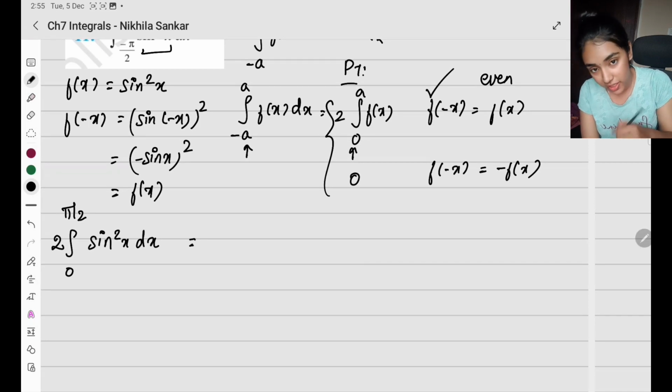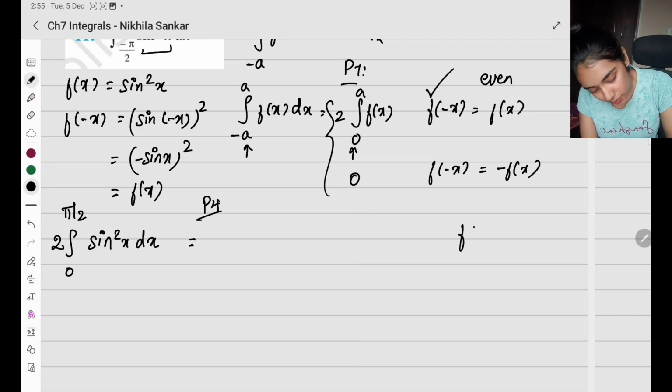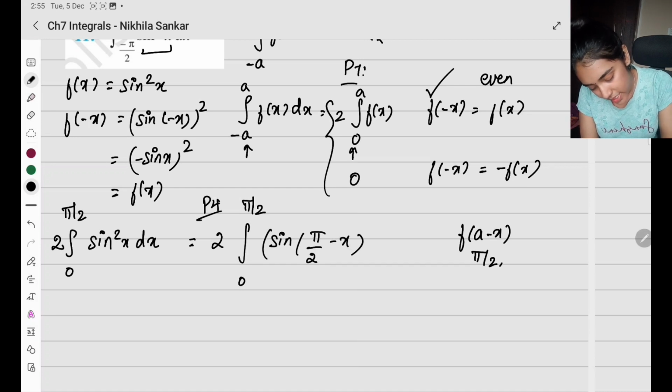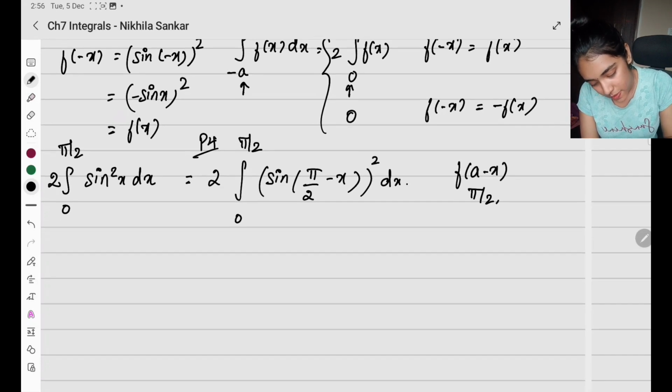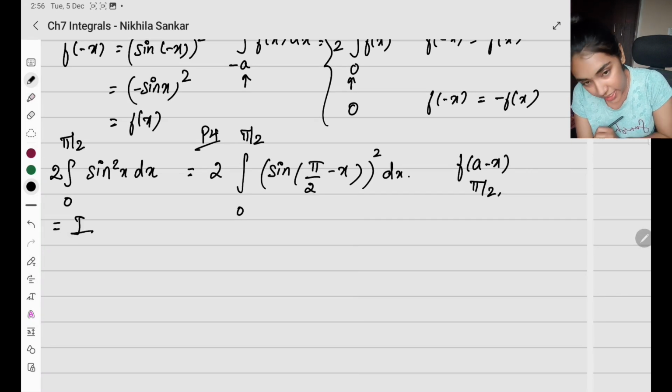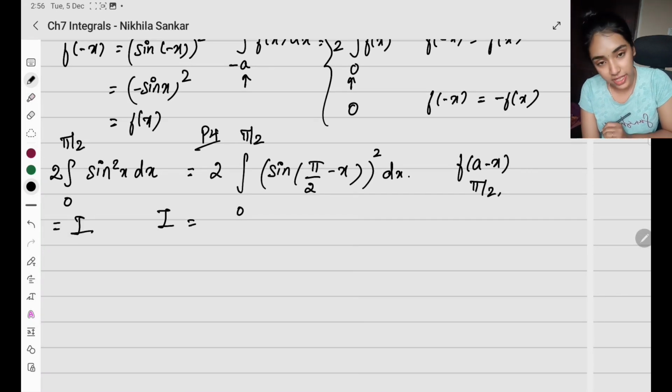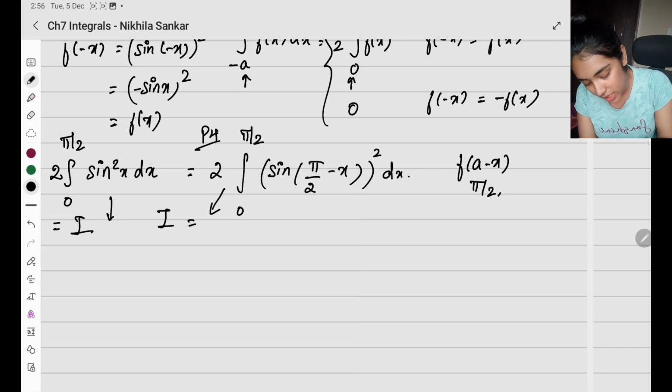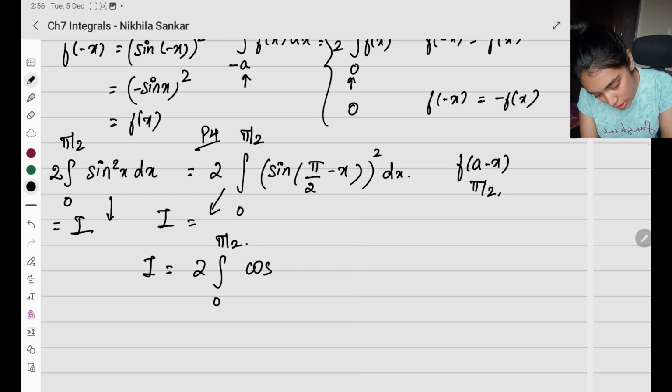So this can further be written using property number 4. What does property 4 say? You know f of a minus x, where a is going to be pi divided by 2. Can we write it in that form? So 2 times the integral from 0 to pi by 2 of sin of, instead of x, pi by 2 minus x the whole square times dx. So this is my I and this is also my I. Both are I. So now my I equals 2 times the integral from 0 to pi by 2 of cos x the whole square times dx.